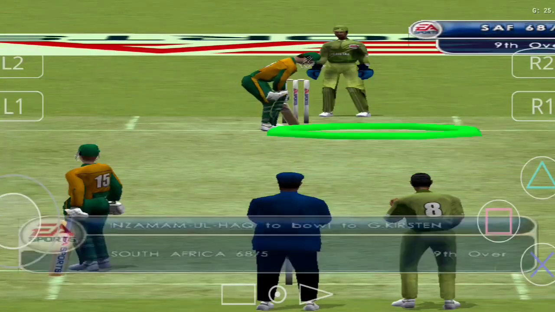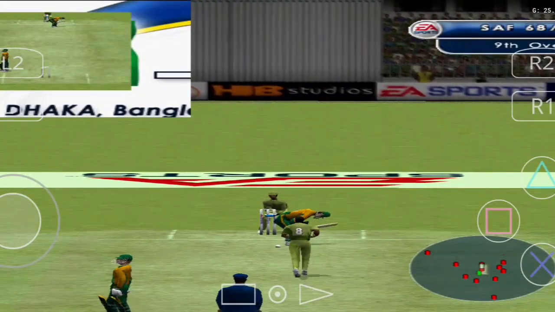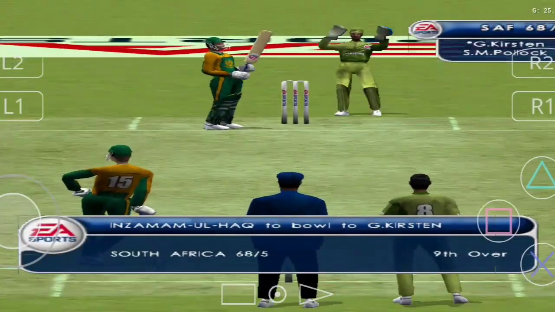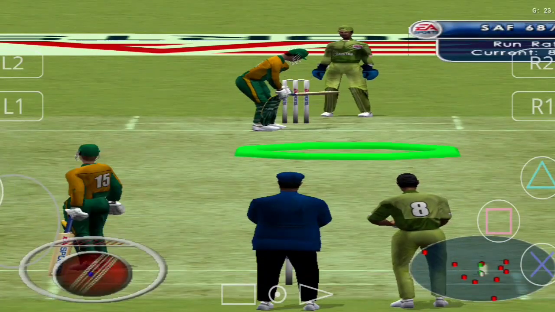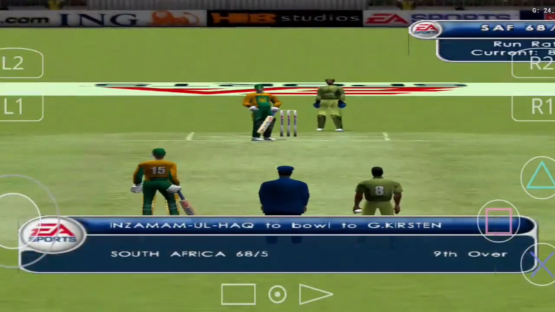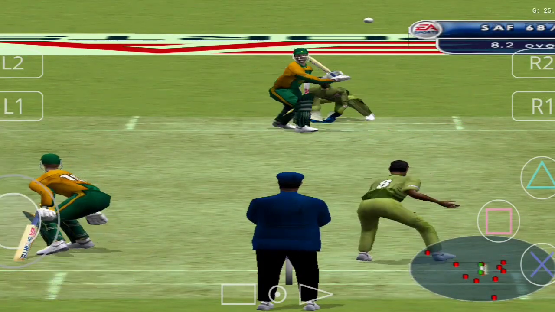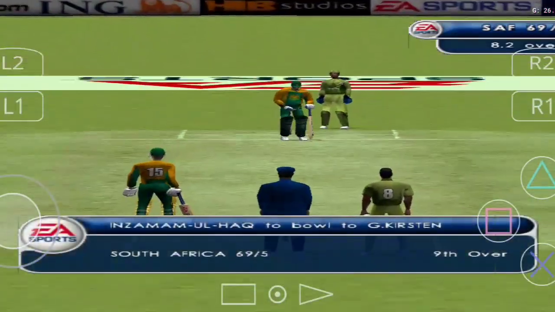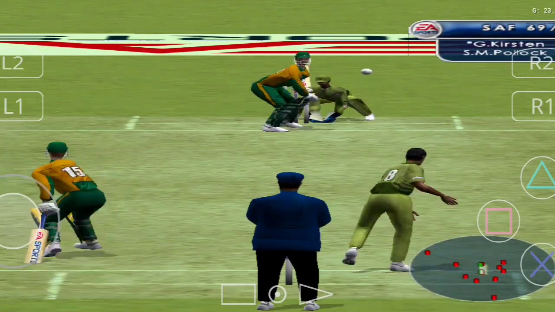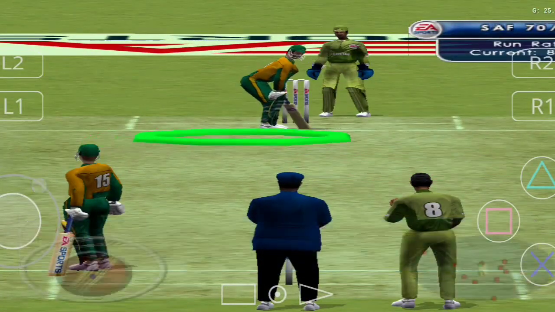The new batsman comes in at the non-striker's end. That could be a very painful blow. Inzamam Haq at the start of his run-up.